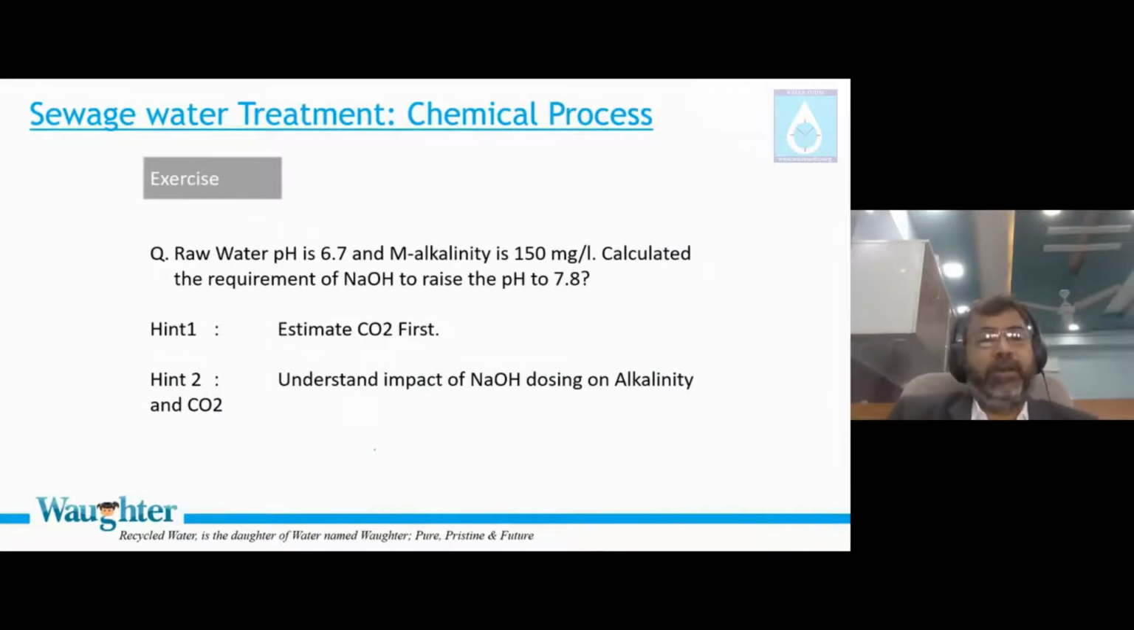So I have a simple exercise for you all, and you will solve it today. If you are a good student, tomorrow in the chat box or wherever, you should give me an answer. The pH of this water is 6.7 and M alkalinity is 150 milligram per liter. P alkalinity is 0. Again, I repeat, P alkalinity is 0. Now calculate the requirement of NaOH to raise the pH to 7.8. Very simple exercise. My hint is, please estimate CO2 first.